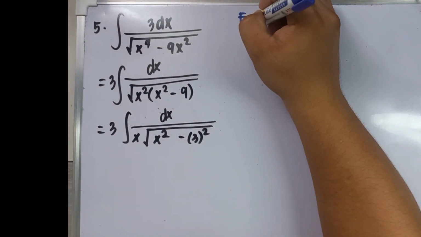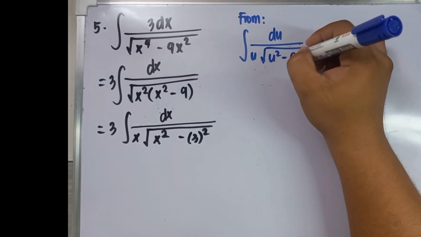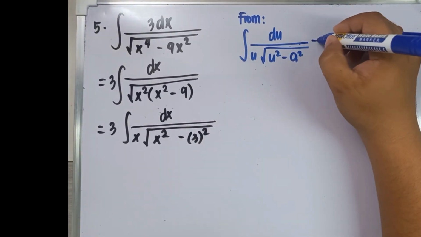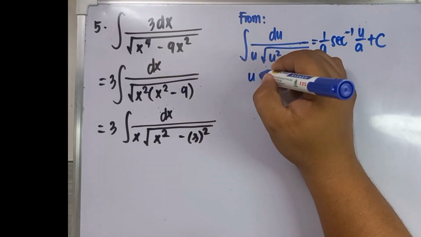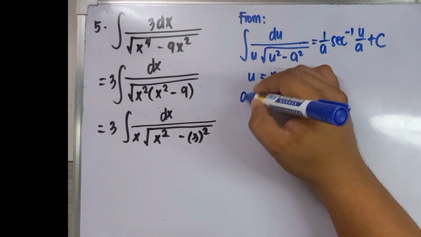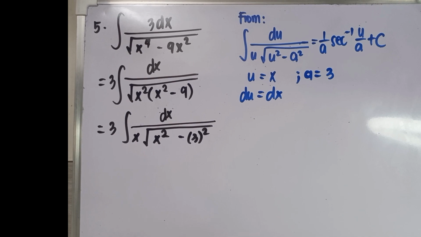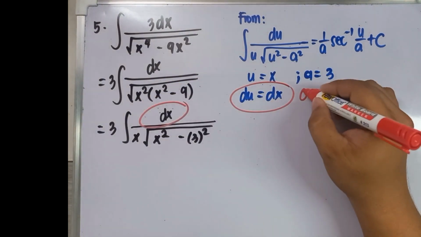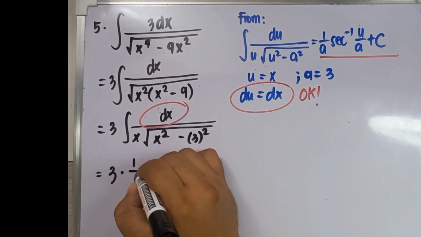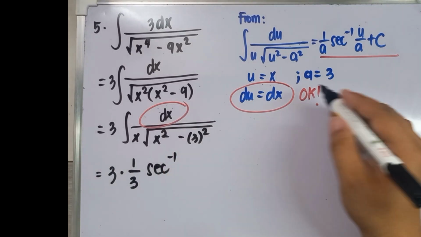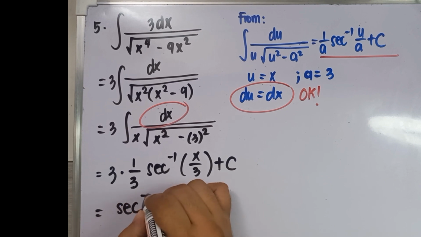As you noticed, it is in the same format as the formula of integral of du over u square root of u squared minus a squared. We get u equals x, a equals 3, and the derivative of u is dx. There is no need to modify the derivative. And the answer is arcsecant of quantity x over 3 plus c.